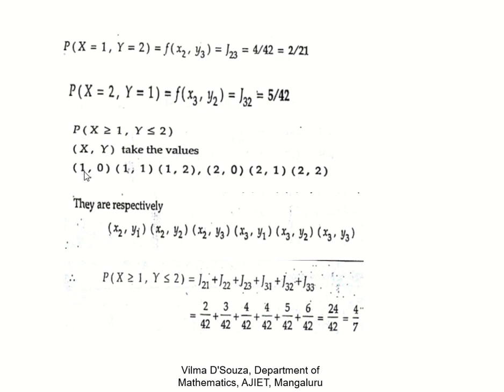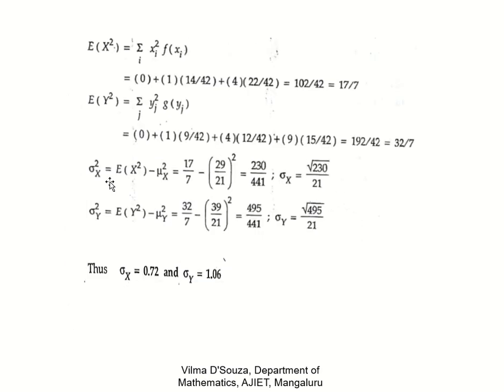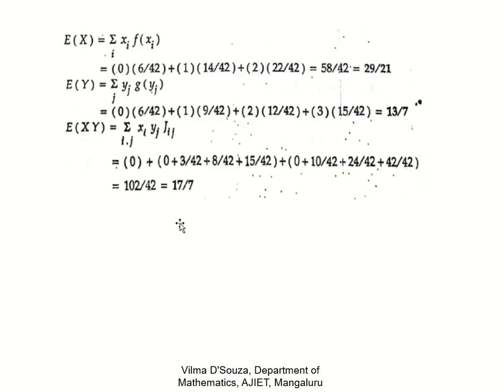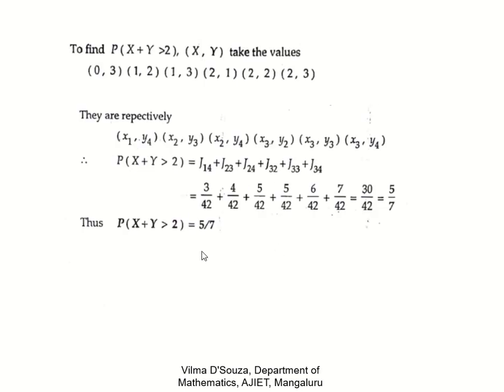J of 1, 0. What do you mean by J of 1, 0? You can verify what is J of 1, 0. X is 1, y is 0. Okay. J of 2, 0 is x is 2, y is 0. J of 1, 2 is x is 1, y is 2, and so on. Write down the probabilities, calculate, you will get it as 5 by 7.